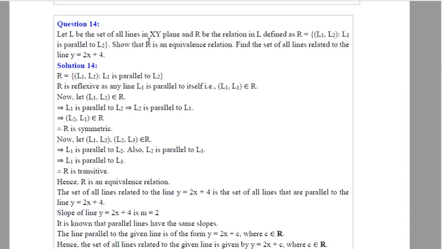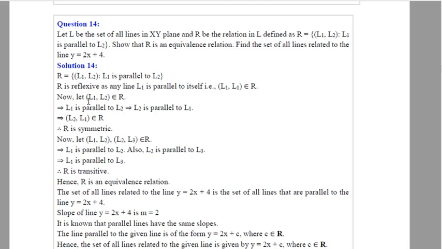Let L be the set of all the lines in the x, y plane. R is the relation in L defined as R = {(L1, L2): L1 is parallel to L2}. Show that R is an equivalence relation. Find the set of all lines related to the line y = 2x + 4.